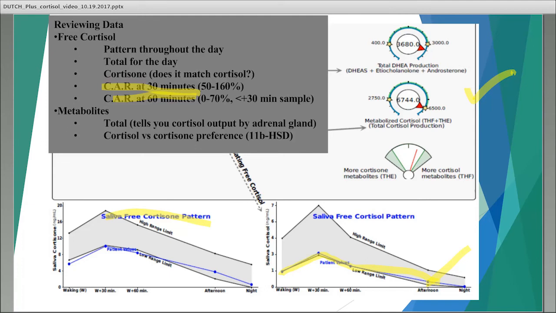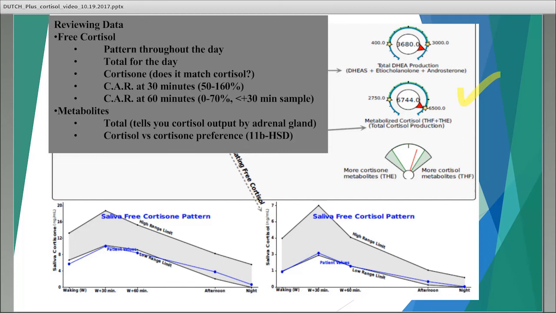So in a case like this, the free cortisol is relatively low, right? If the metabolites here were also low, it's a pretty simple picture of just low overall production of cortisol. In this particular case that we see here, that's not the case. We have relatively elevated levels of metabolites. And that's one of the advantages of Dutch.